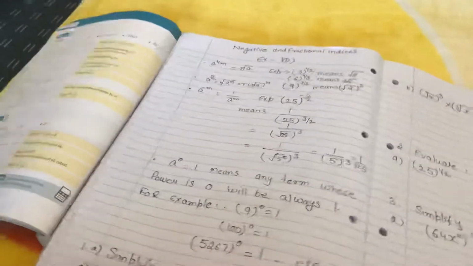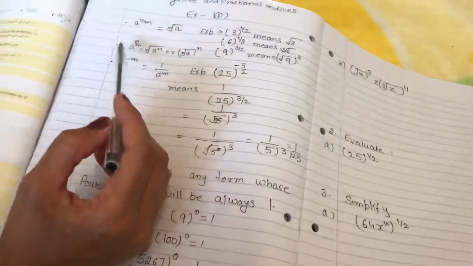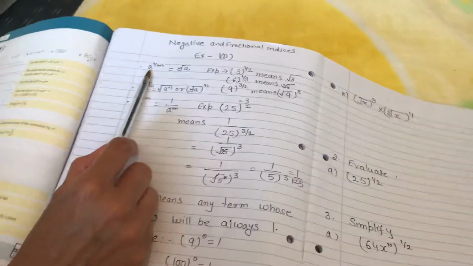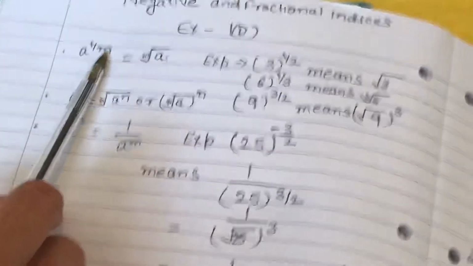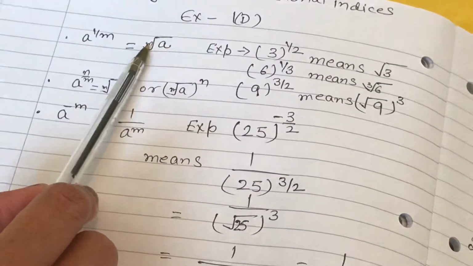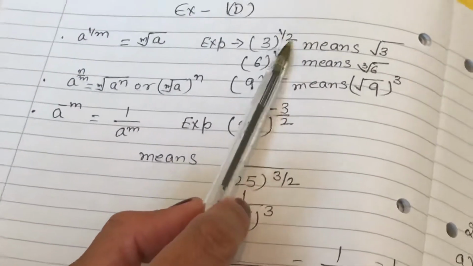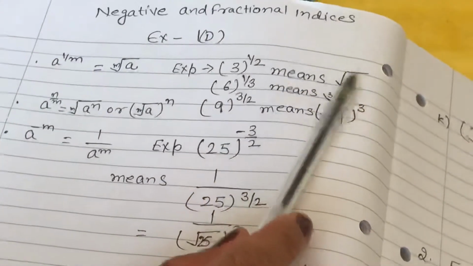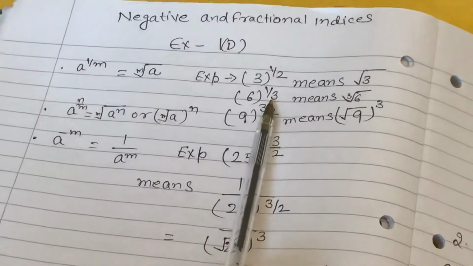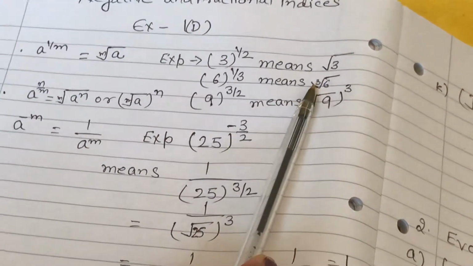Simplify. Here I again show you some examples with the formulas. First, a raised to 1 over m means the mth root of a. For example, 3 raised to power 1 over 2 means square root of 3. If 6 raised to power 1 over 3, it means the cube root of 6.